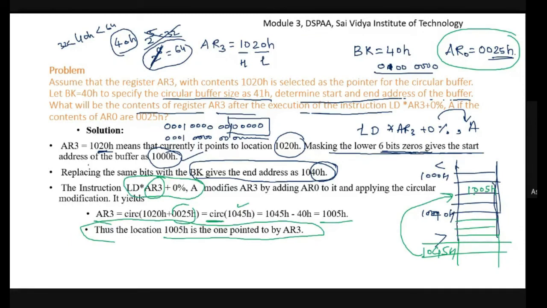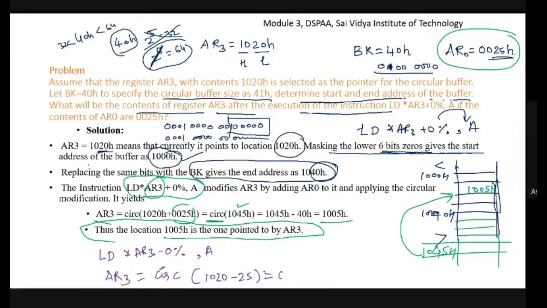Another example that I'm going to take here is, sometimes instead of plus, they give an instruction such as LD *AR3-0%, A. Let's take this. In this case, the calculation of the start address and end address remains the same. AR3 is equal to the circular addressing of 1020 hexadecimal minus 25 hexadecimal that you are going to get.